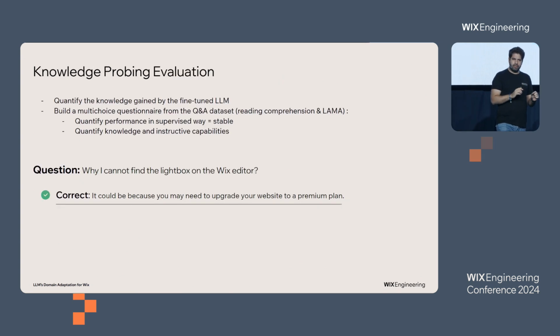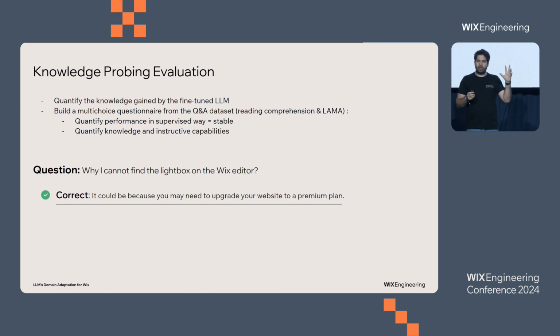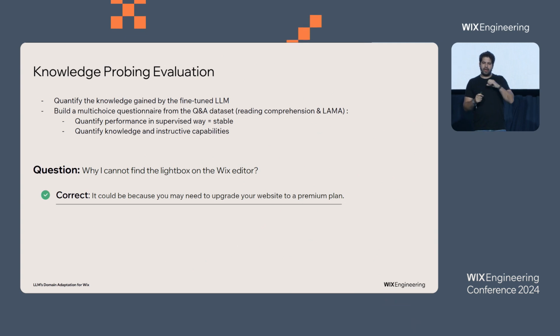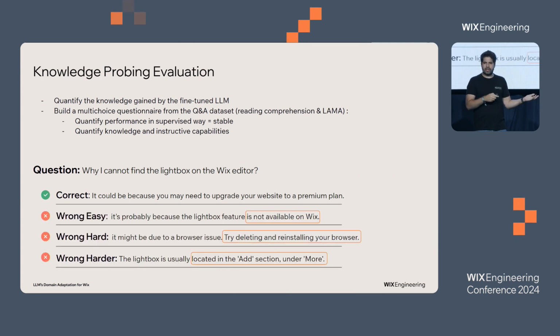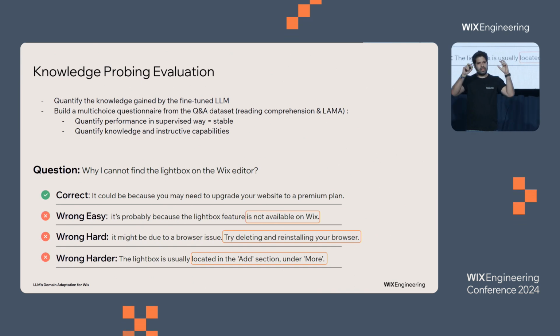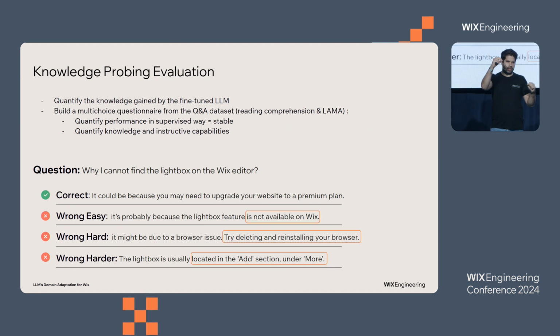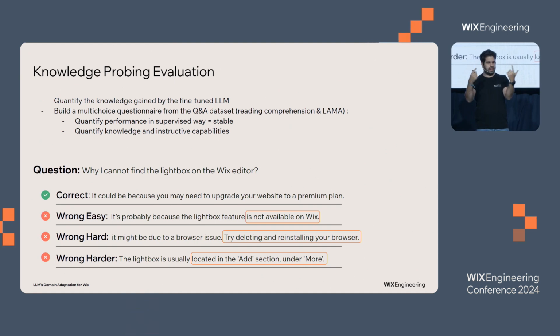One very cool technique to quantify the knowledge of a model is called knowledge probing. Basically, you take a question and answer pair, and you turn it into a quiz, a multiple choice. The reason you want to do that is because if you just want to evaluate question and answer, and you want to evaluate the answer, it's very difficult. It's full text. It's very noisy to see if the answer is really similar.